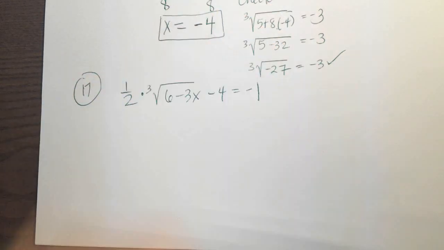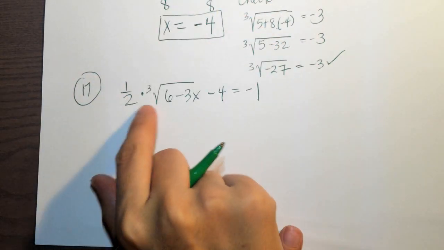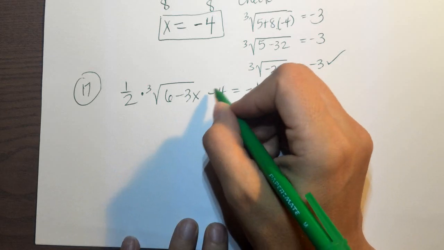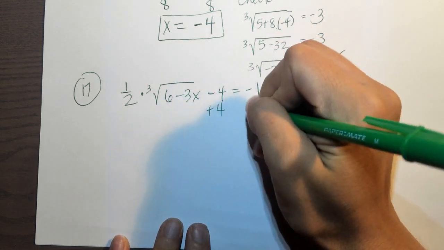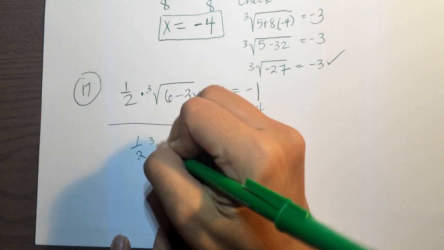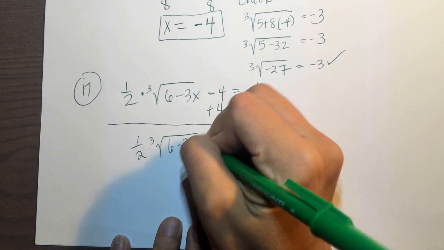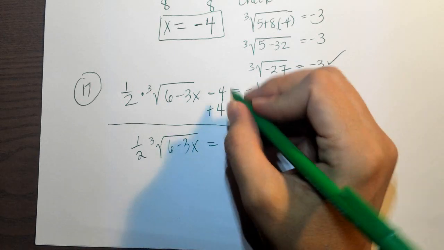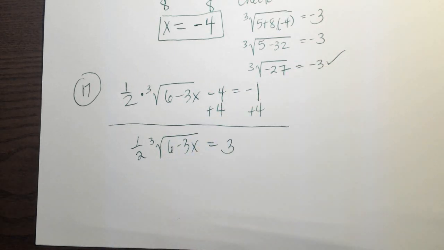This means times. So the first thing I'm going to do to isolate the cube root is I'm going to get rid of this 4. So I need to add 4. Order matters, so be careful. So I have 1/2 cube root of 6 minus 3x equals 4 minus 1 is positive 3.